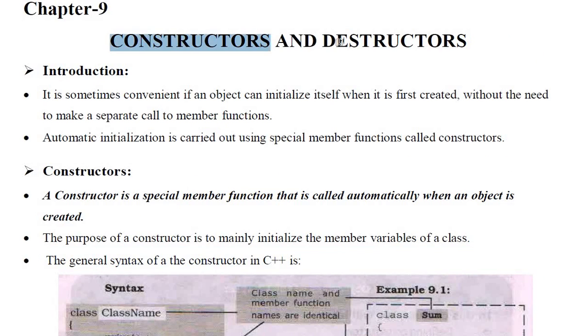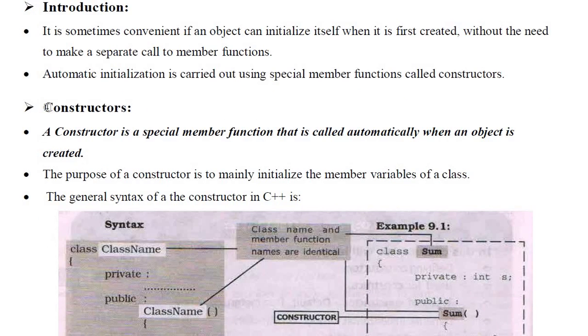Here also in the notes you can see the definition of a constructor. Once again I will repeat, a constructor is a special member function that is called automatically when an object is created. And what is the purpose, what is the use of a constructor? The purpose of a constructor is mainly to initialize the member variables of a class. Means a constructor will initialize or assign values to the member variables of a class.